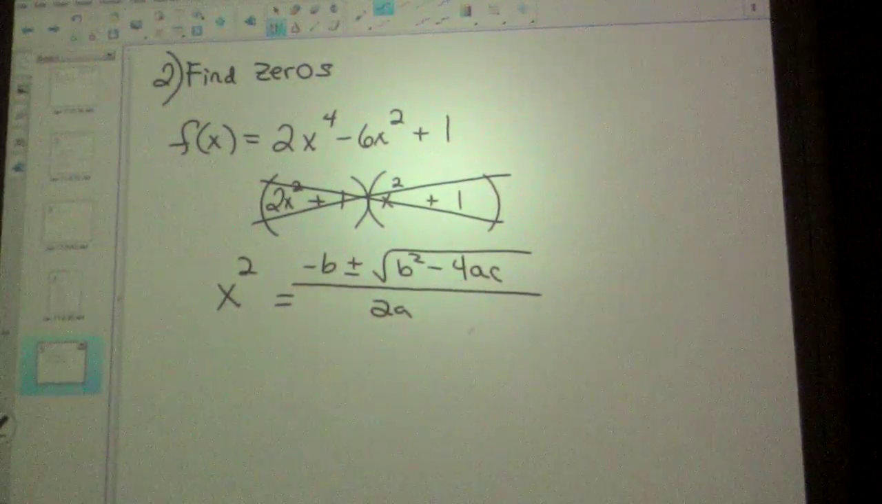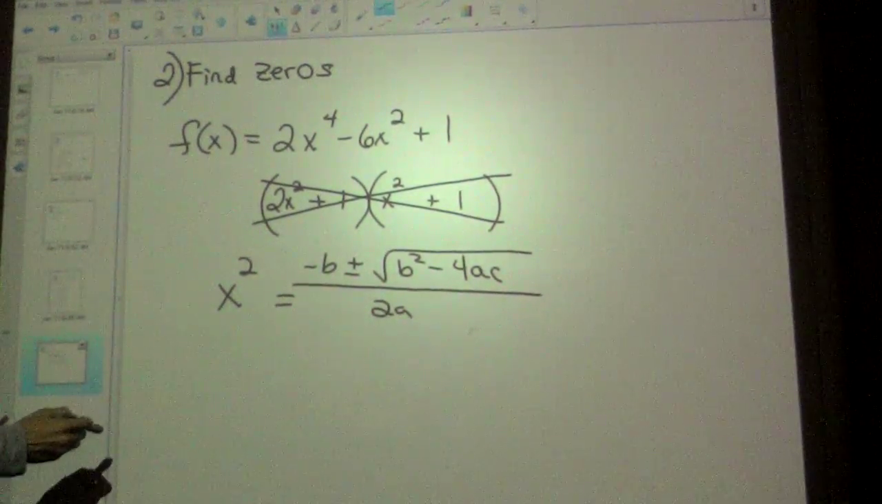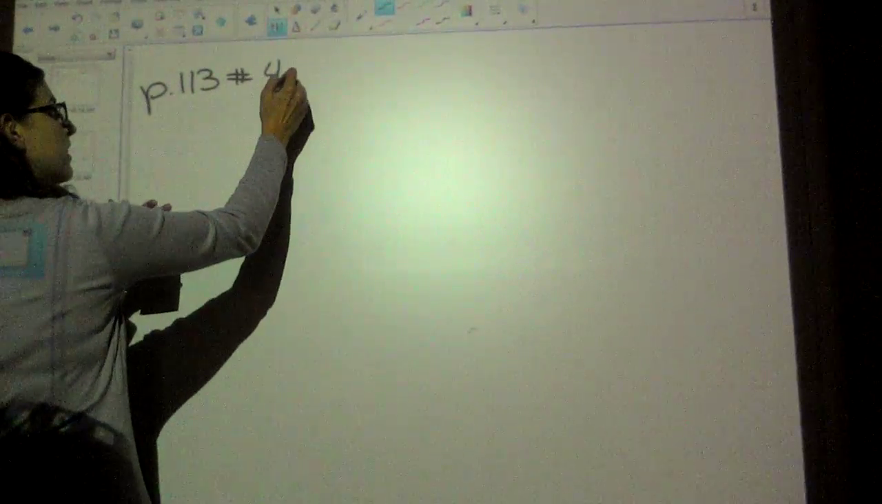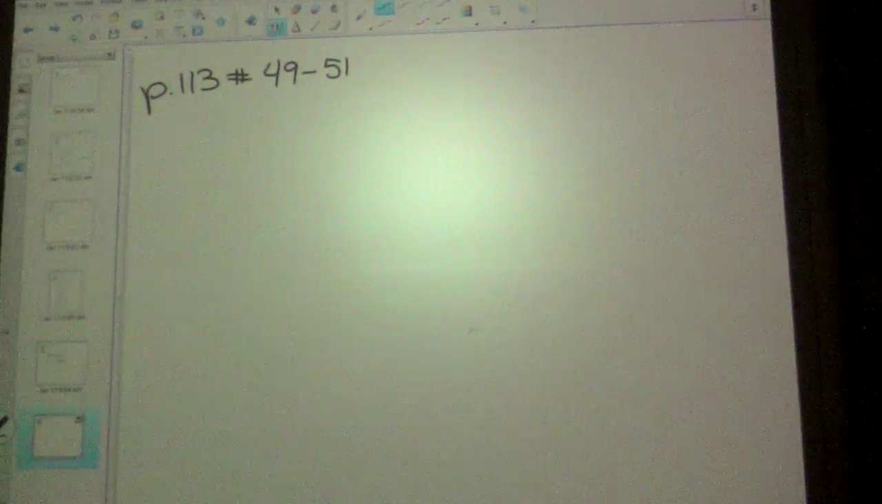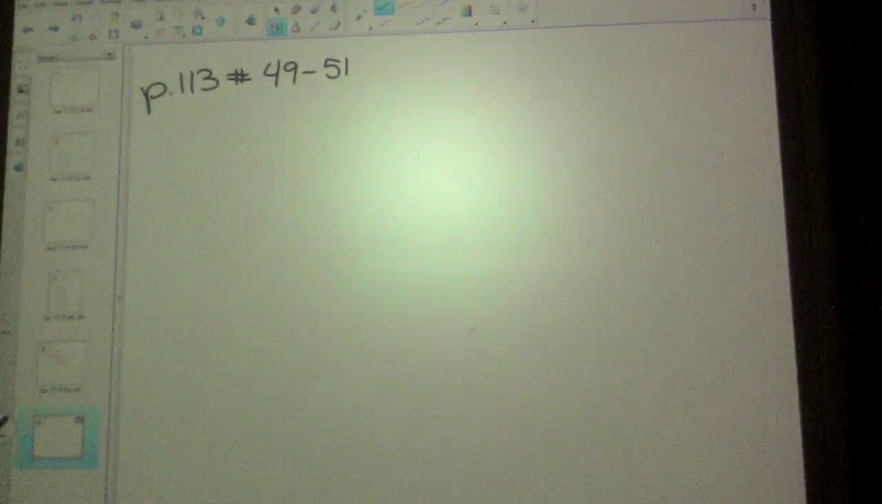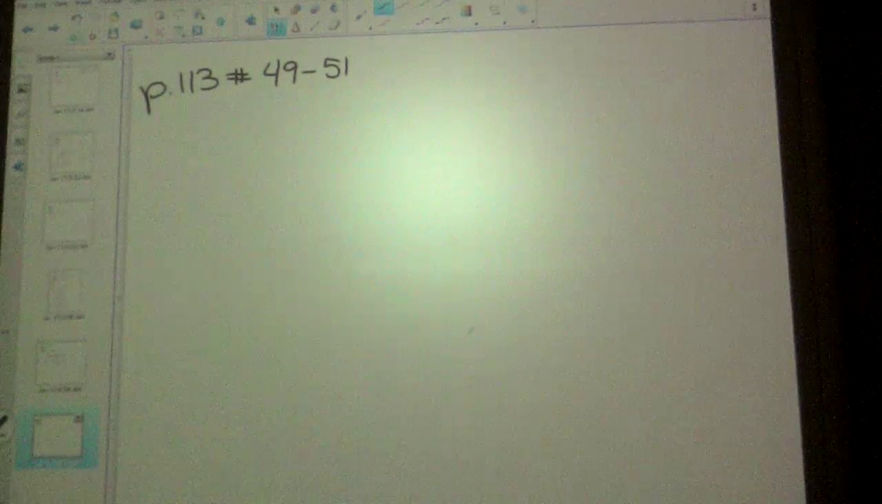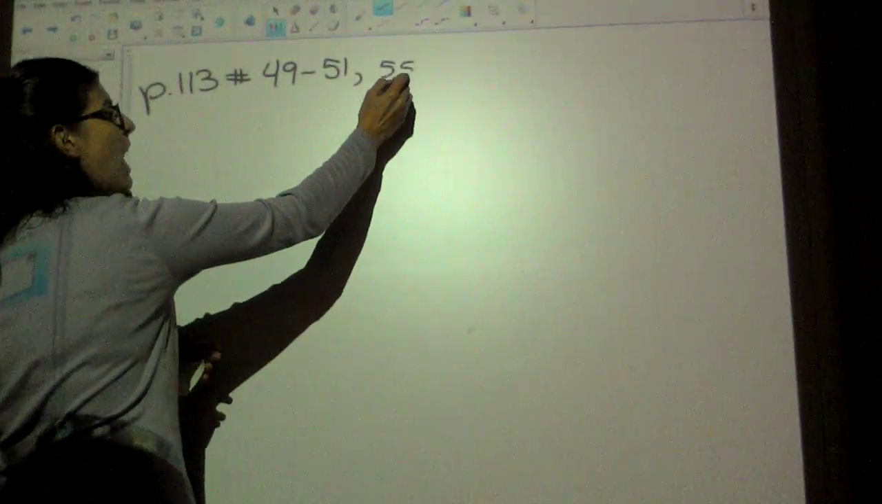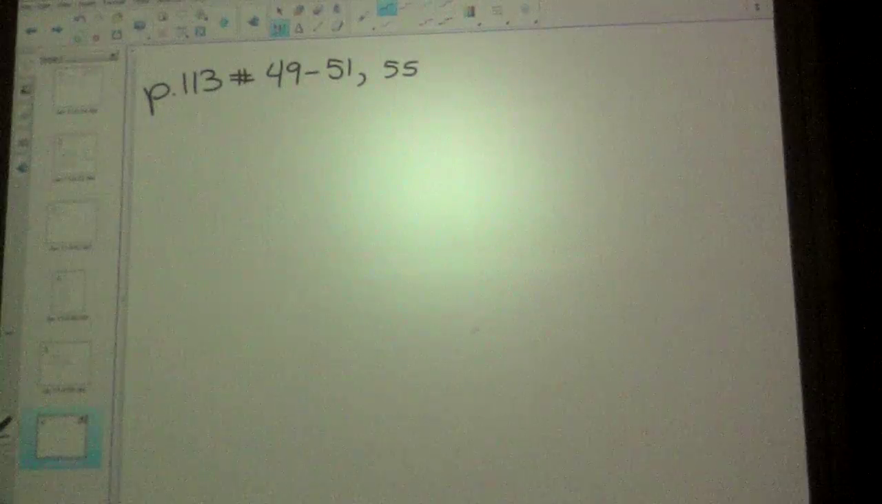So I'm going to put this on here, but we'll definitely continue with this tomorrow. Page 113. Numbers 49 through 51, and 55. And let's stop there. I'm not giving you any of the ones where you actually have to find the zeros because we didn't get to it. We'll deal with those tomorrow.